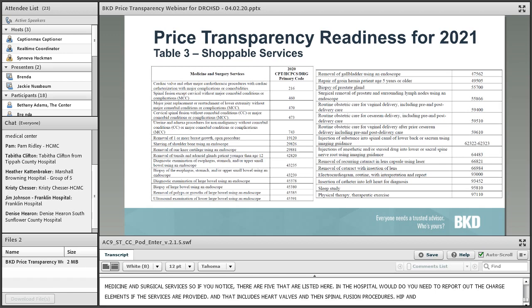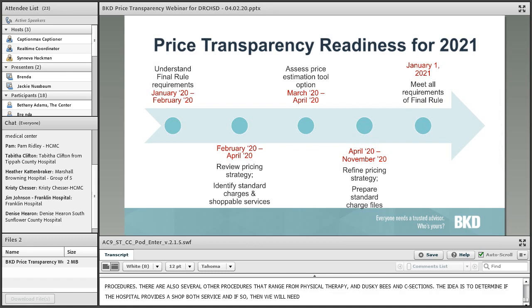Now this last screenshot lists out the medicine and the surgical services. So if you notice, there are 5 DRGs that are listed here, and a hospital would need to report out the charge elements for these if the services are provided. And these DRGs include DRG 216, that's for heart valves, and then there's 460 and 473, those are spinal fusion procedures, DRG 470, hip and knee, and then DRG 743 are for uterine procedures.